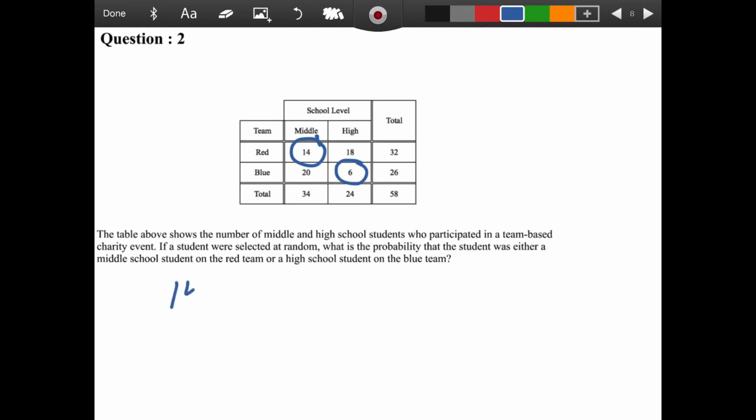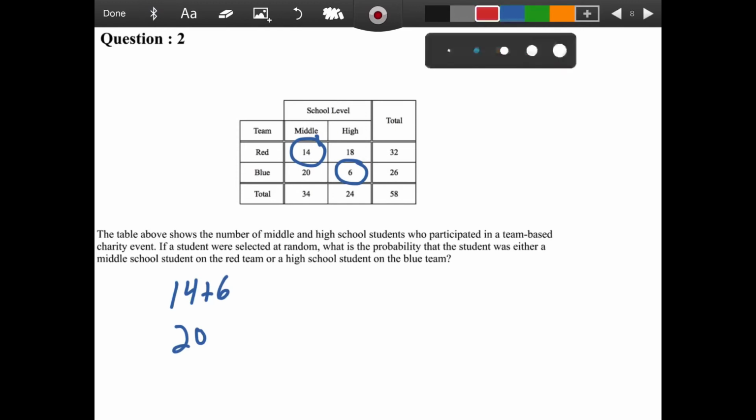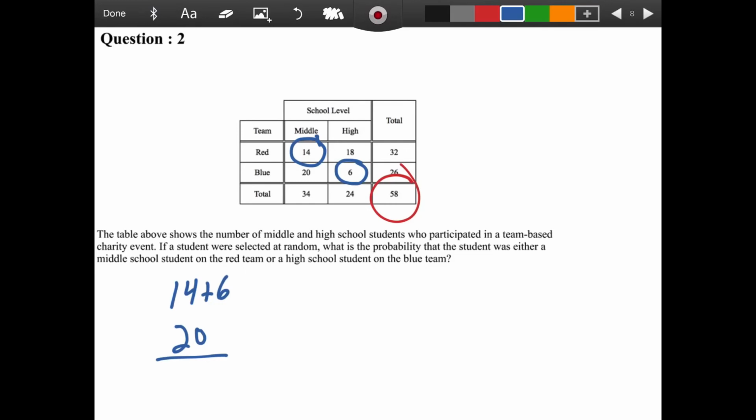If we add 14 and 6, that means there are 20 possible students that we desire if we look at our formula. Desired outcome over all possible outcomes. Now, total, there are 58 students. So our probability of choosing one out of these 20 students would be 20 out of 58 students.